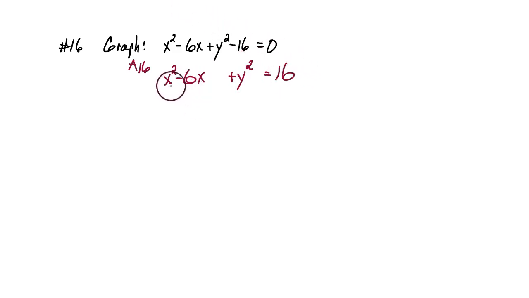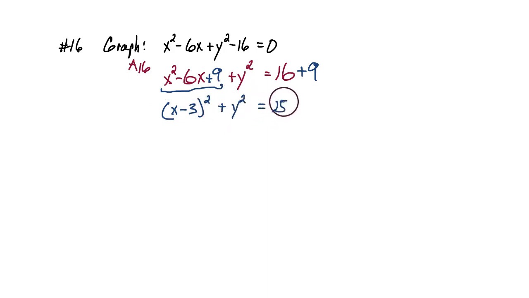Next, because there's an x squared and x term, let's use completing the square to make this into a trinomial, which will factor using the parenthesis pattern. Half of -6 is -3. -3 squared is 9. So add a 9 into the blank spot and on the right side. Now this trinomial will factor. (x minus 3) squared plus y squared equals 25.